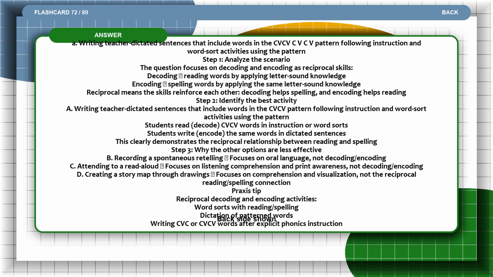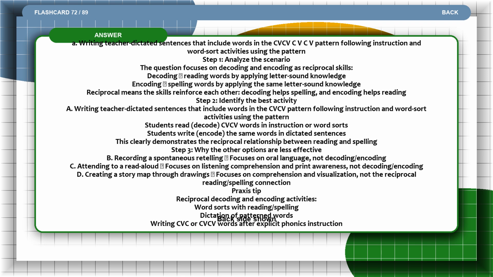Step 1. Analyze the scenario. The question focuses on decoding and encoding as reciprocal skills. Decoding: reading words by applying letter-sound knowledge. Encoding: spelling words by applying the same letter-sound knowledge. Reciprocal means the skills reinforce each other. Decoding helps spelling, and encoding helps reading.